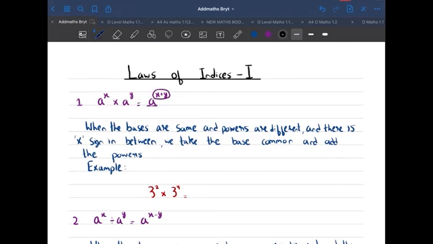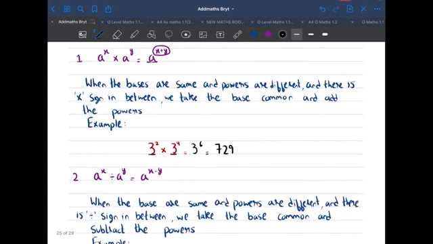So let's do that. Here you can see 3 squared into 3 power 4. Are the bases the same? Yes. Are the powers different? Yes. So it's going to become 3 power 6. The answer of 3 power 6 is 729. Do you get this?